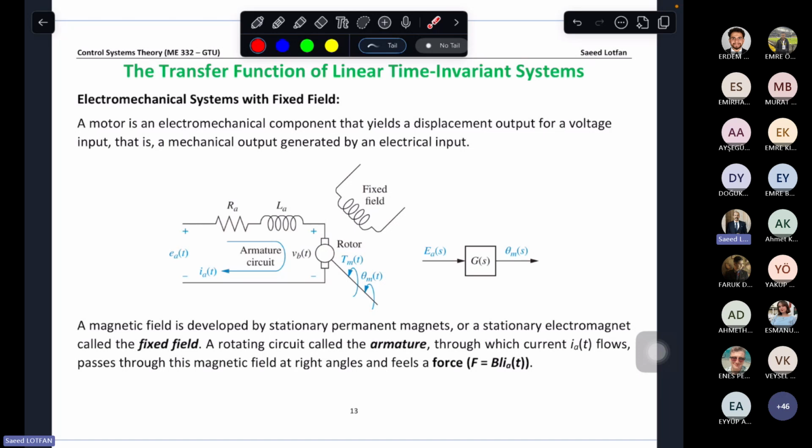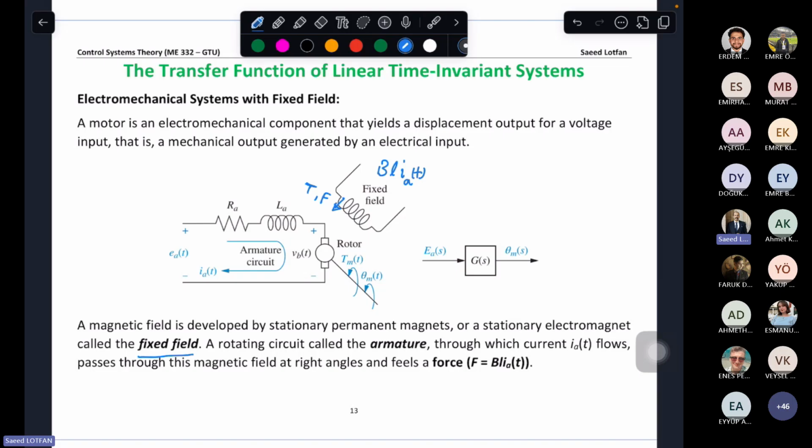And what we have here is that the magnetic field is developed here. We have some magnetic field, B, we are showing it, with some L as the characteristic length multiplied by IA as T. So it's giving us the magnetic forces or moments or torques that cause the rotor to rotate. So what do we have here about the fixed field?